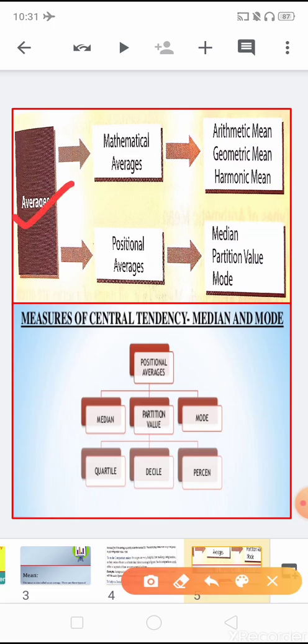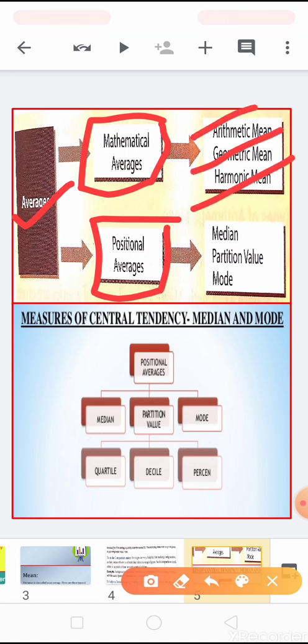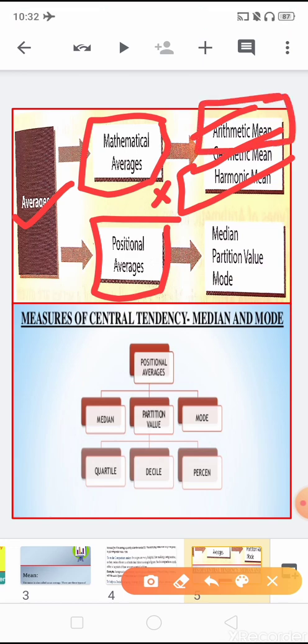Children, if we're talking about averages, the average can be classified into two categories. The first is the mathematical average, and the second is the positional average. In mathematical average, you are going to learn arithmetic mean, geometric mean, and harmonic mean. But the harmonic and geometric means are not in your topics, and you are only going to learn the arithmetic mean in your class 11th economics, whereas the second classification is positional averages, which contains three important parts: the median, the partition value, and the mode.